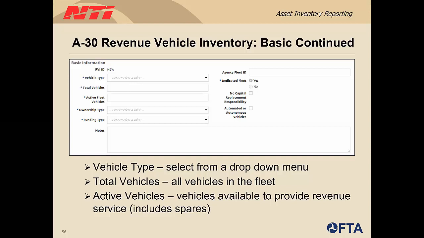fleet. The A30 form should capture your agency's revenue vehicle inventory on the last day of the fiscal year. The total vehicles state how many total vehicles there are in the fleet that all have the same characteristics. The active fleet vehicles are how many vehicles are active as of the last day of the fiscal year you are reporting on. A common question we receive is, what is the difference between active and inactive vehicles?